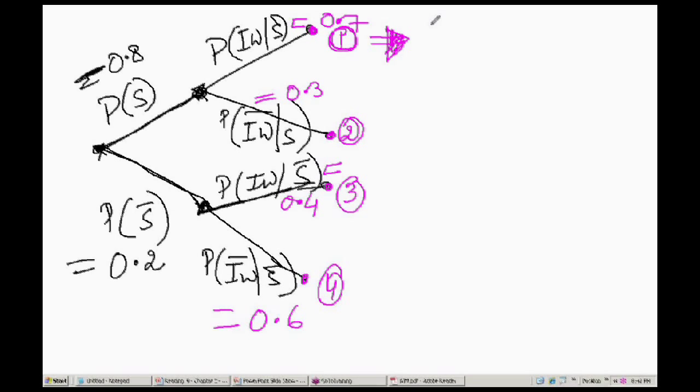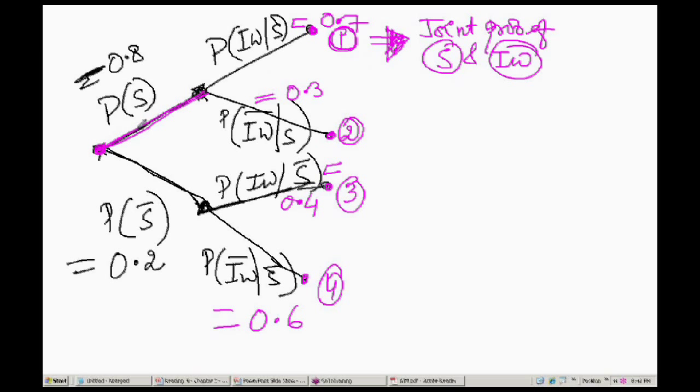What does this node 1 signify? Node 1 signifies what we call the joint probability of Sachin playing and India winning. Can I say that in node 1 we are saying that Sachin is playing and also India is winning? Okay, so what we have is we move through this tree.